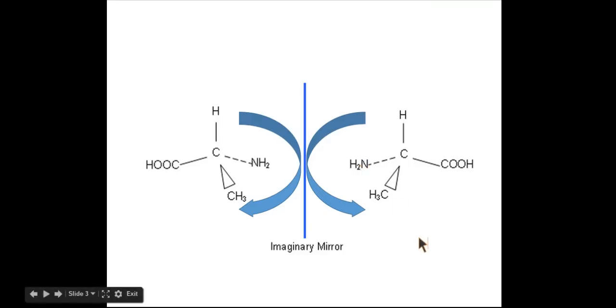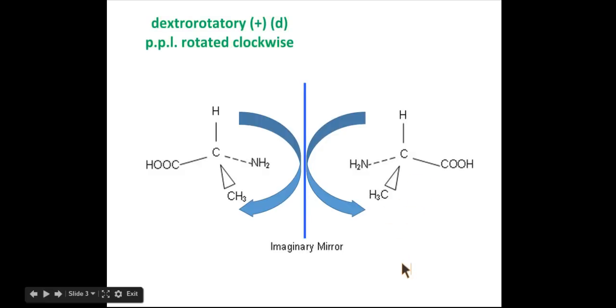So we'll just finish with this slide here. I've got an amino acid. This is alanine with the R group of CH3. You can see that we've got the clockwise rotation for the left-hand one, and we've got the anti-clockwise rotation for the right-hand one here.